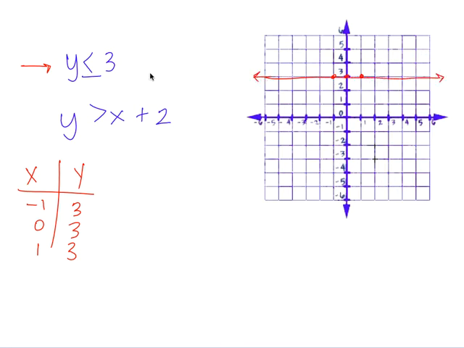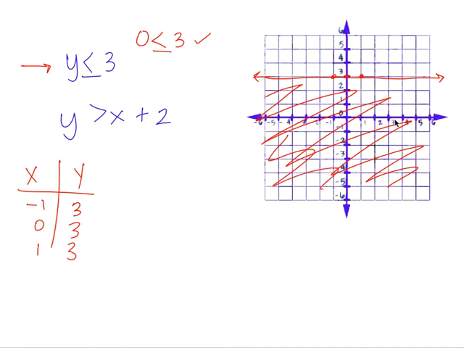So the next thing I need to do is test 0, 0. So I'm going to go 0 is less than or equal to 3. That is true, so I'm going to shade below this red line.